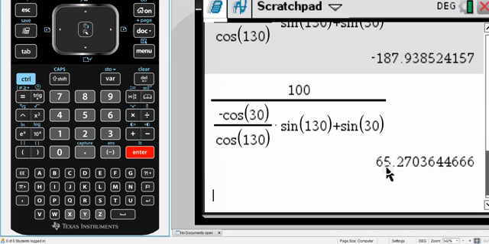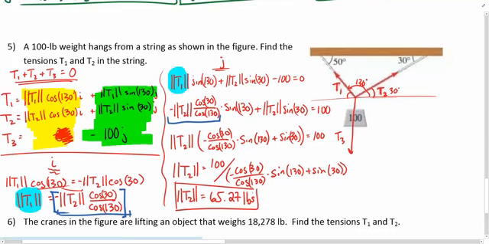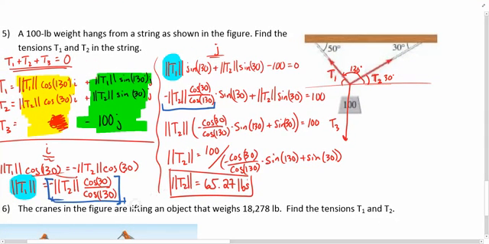So what we have in the direction of T2 is a load that requires 65 pounds of force. So the magnitude of T2 is 65.27 pounds. So that's one of the numbers that we needed to calculate in this problem. To get the other, well, it's fairly easy at this point. Since we know what T2's magnitude is, we can get T1 from that by using this equation here.